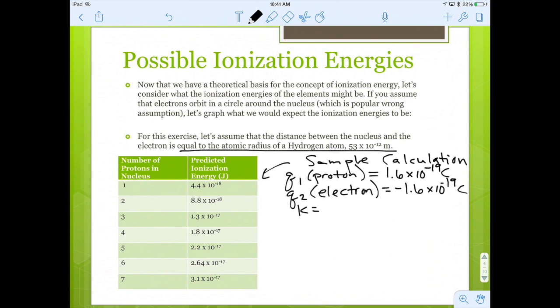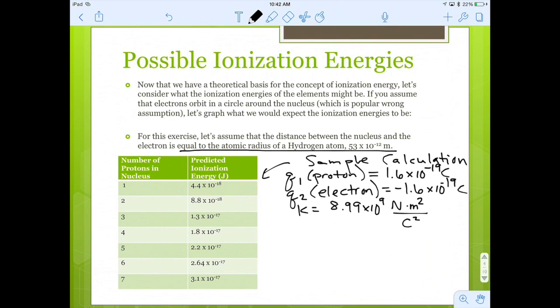Our K value is going to be reported as 8.99 times 10 to the 9th. It'll have units that will help us cancel stuff in our formula, so it's going to be newtons, which is a force unit, times meter squared divided by coulomb squared.